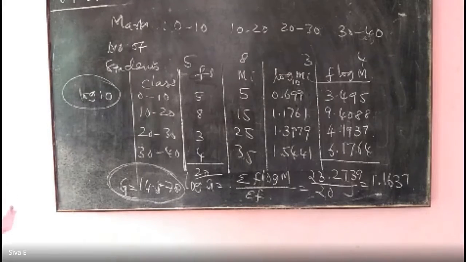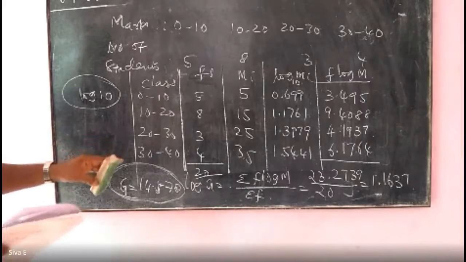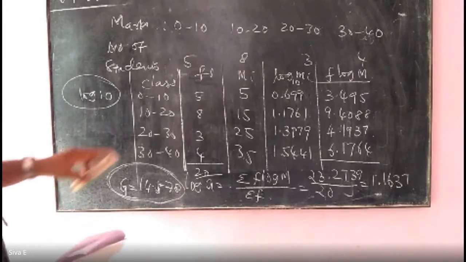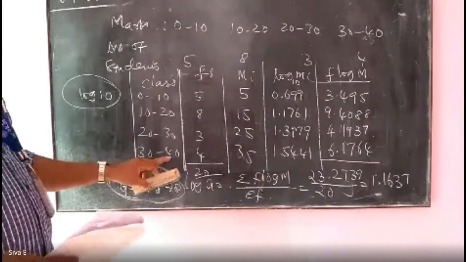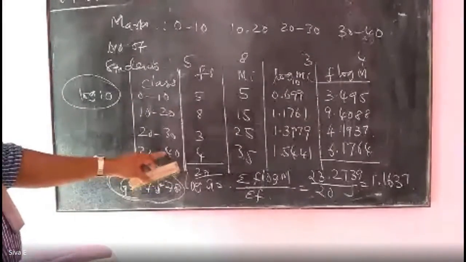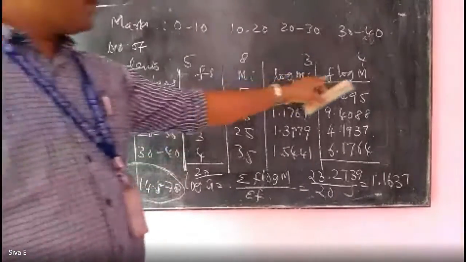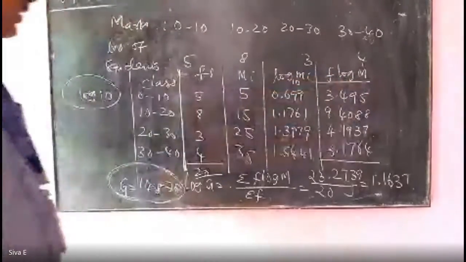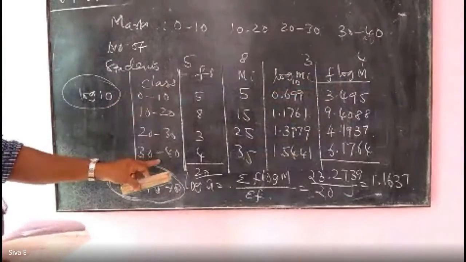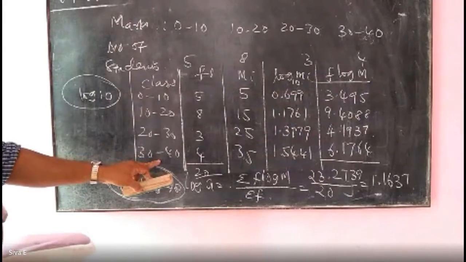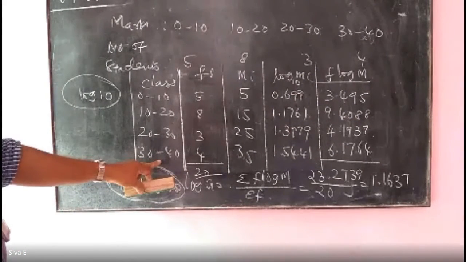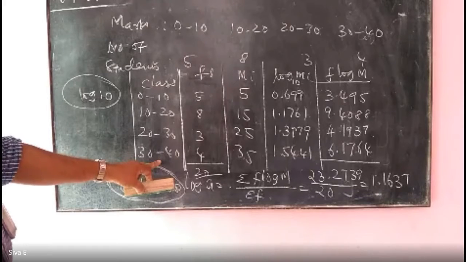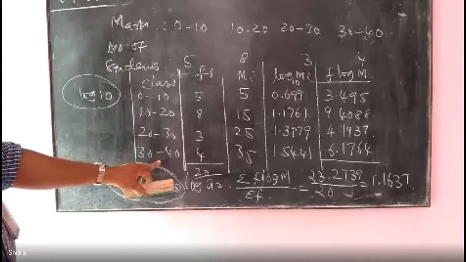Now for the discrete case, given 10, 20, 30, 40, the same thing applies, but there is no need to find Mi. Directly you can find f log xi. Otherwise, for individual data, directly find the sum of log x divided by the number of observations.